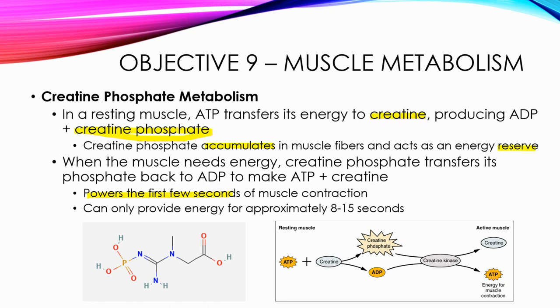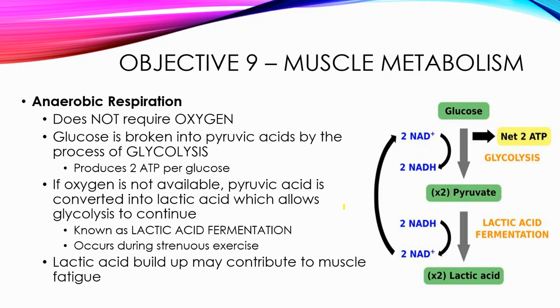So we store the phosphate with creatine. When we need it, we move that phosphate to the muscle cell, and the creatine is regenerated, and then we get some ATP out of the deal. But once again, it can only last for a short period of time. So when we need more energy, we're going to turn to these other pathways, either aerobic or anaerobic.